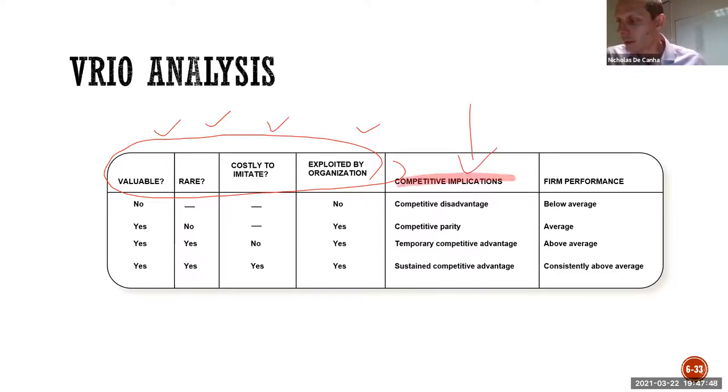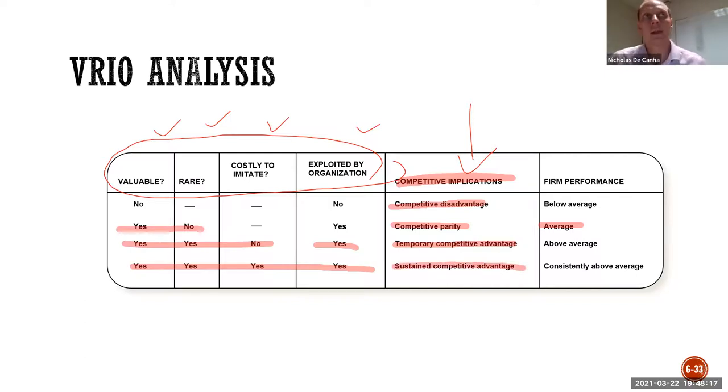All right, so here we say, if I am not valuable, then don't do it. If I'm valuable but not rare, then anybody can do it, and this is just a brutal competition. If I'm valuable, rare, and able to compete, but I am not exploiting it, then I do have a temporary advantage. And then of course, if I'm valuable, rare, difficult to imitate, and organized, I have a sustained competitive advantage.